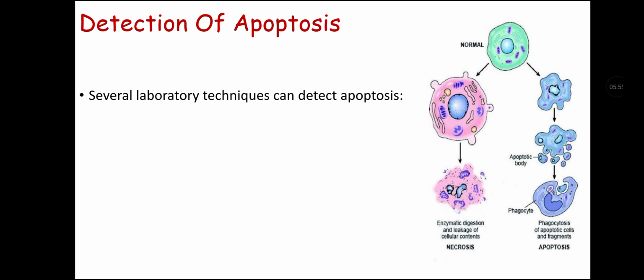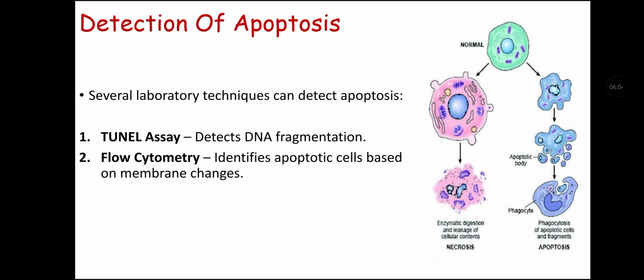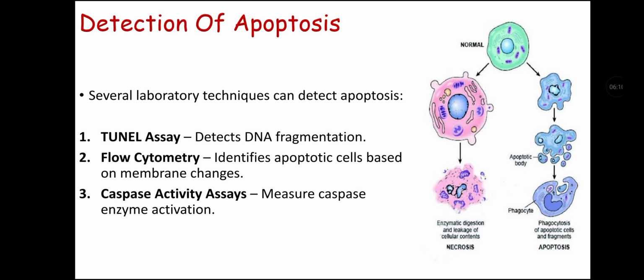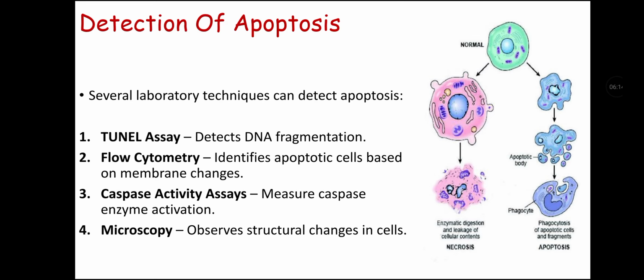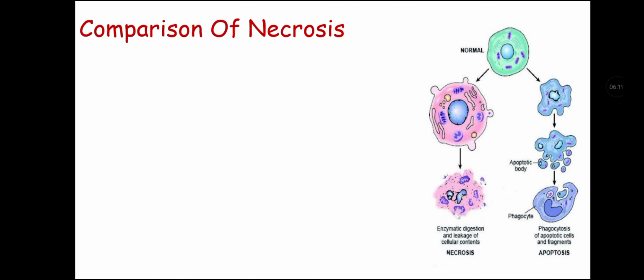Detection of apoptosis. Several laboratory techniques can detect apoptosis, like the TUNEL assay, to detect DNA fragmentation. Flow cytometry can be done to identify apoptotic cells based on membrane changes. Caspase activity assays can be done that measure caspase enzyme activity. And microscopy can be done to observe structural changes in the cell.